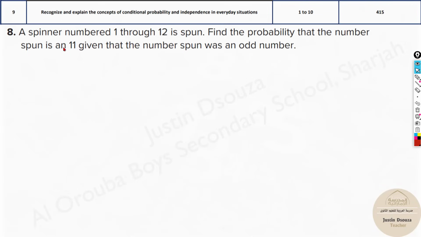Here it's again a similar one. We have done this before. A spinner numbered from 1 through 12 is spun. Find the probability that the number spun is 11, given that the number spun was odd.